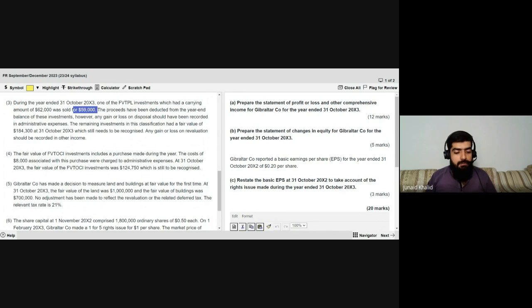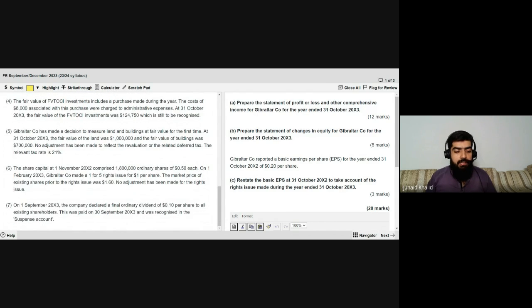Okay, let's move on. The share capital at 1st October 2002 comprised 1,800,000 ordinary shares of $0.5 each. On 1st February 2003, the company made a 1 for 5 rights issue at $1 per share. The market price of the existing shares prior to the rights issue was $1.60. No adjustment has been made with regard to the rights issue. It means if we are doing the rights issue, there are certain steps that we need to account for, and then we can issue the rights shares.